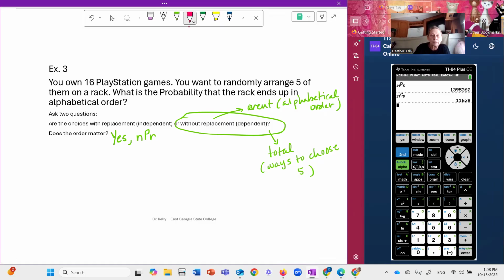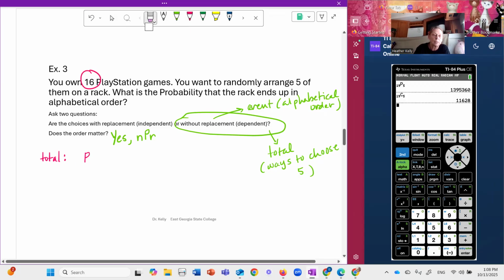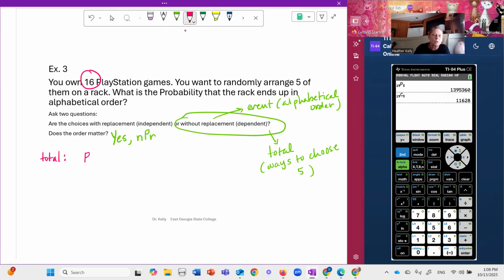Now, let's put the little pieces together. So what is the total? The total is going to be 19. Not 19, my bad. 16. My brain's on 19. It's going to be 16 choose 5. That is going to give us the total number of choices.